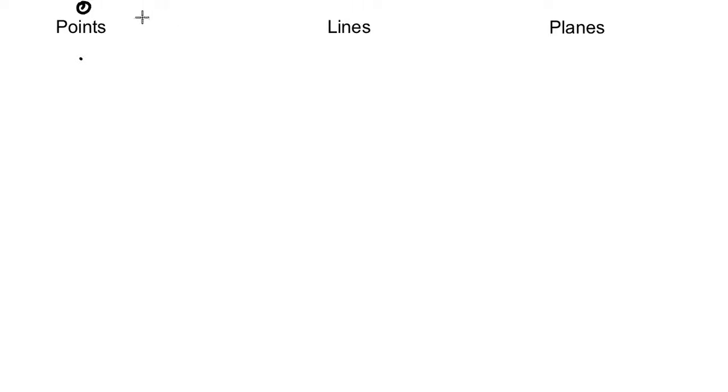Now lines, imagine you take this point, so there's a point, and now you take this point and you drag it out. Now you have a line. So by adding one dimension to a point, you now have a line because this point has dragged out this up and down dimension.